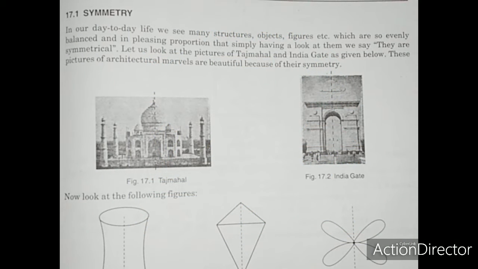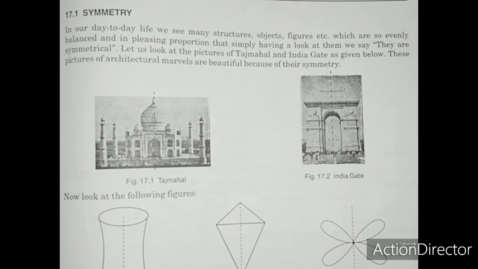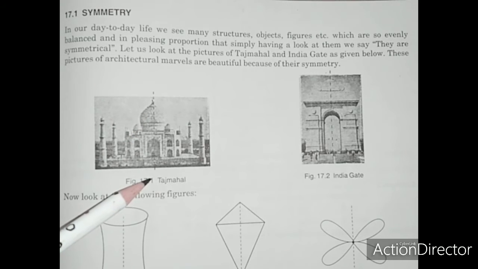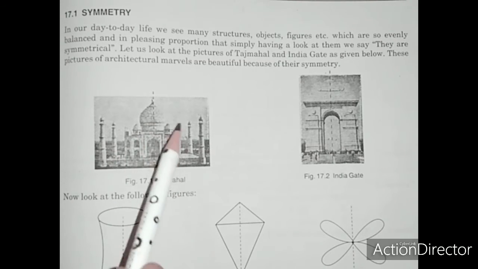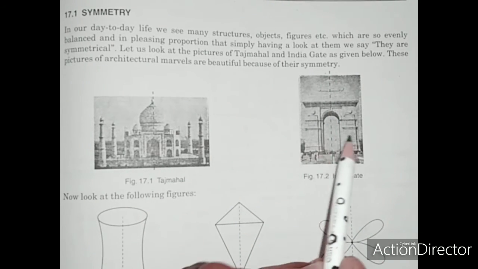Dear students, in our day-to-day life, we see many structures, objects, figures, etc., which are so evenly balanced and in pleasing proportion that simply having a look at them, we say they are symmetrical. Let us look at the pictures of the Taj Mahal and India Gate here. These pictures of architectural marvels are beautiful because of their symmetry. In this figure, here we draw a line of symmetry. So these two figures are symmetrical. This portion and this portion are equal. In the same way in the India Gate figure, if we draw a line of symmetry here, these two figures are the same.